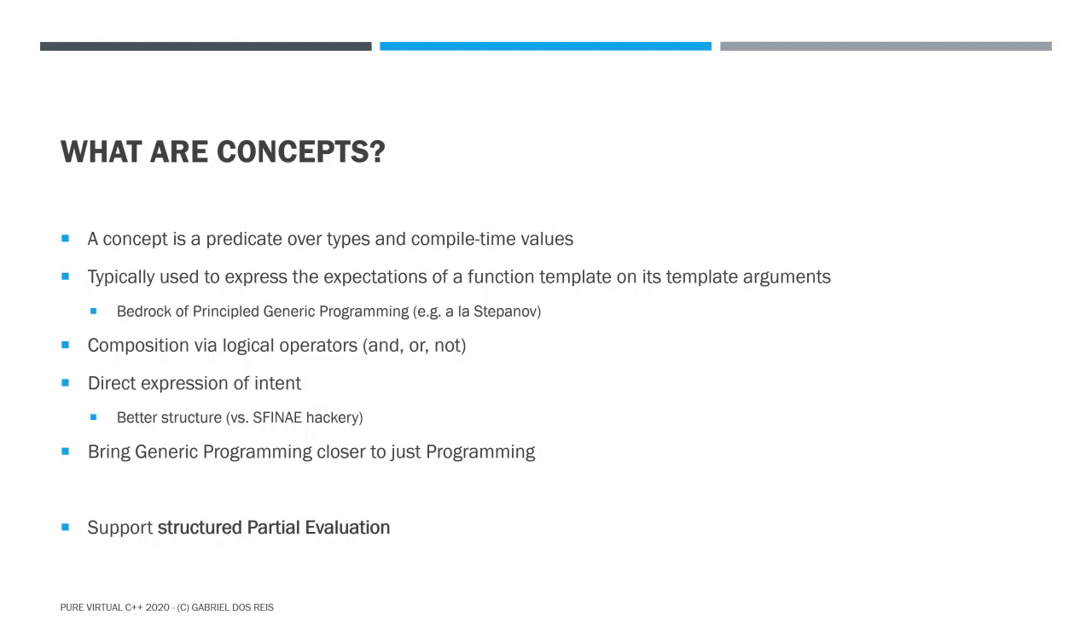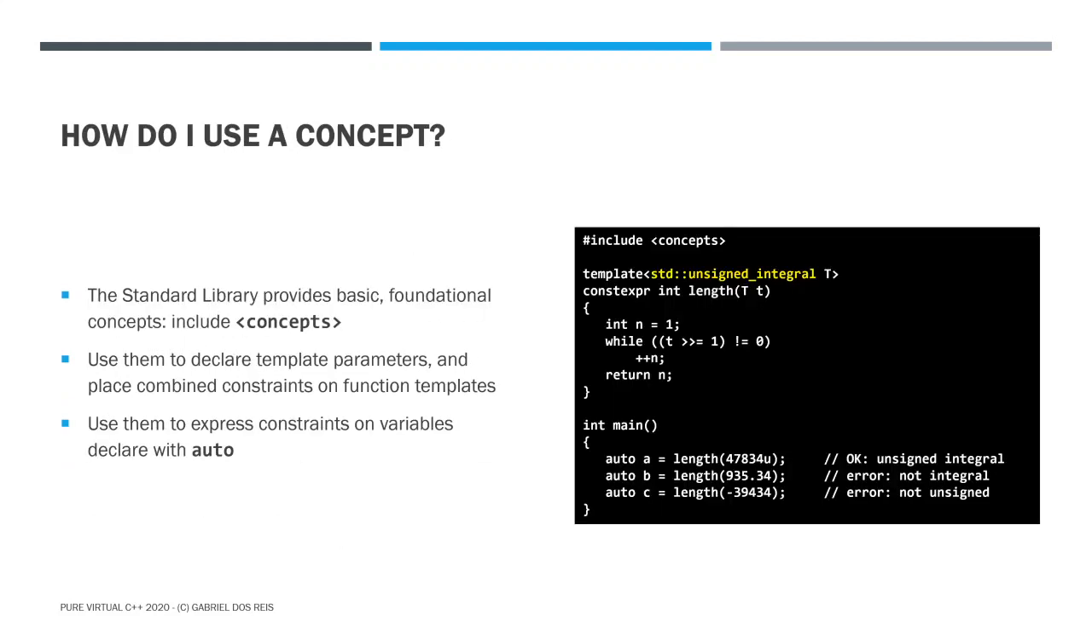But before that, how do you use a concept? Most of us will not have to define concepts. We will just use concepts defined by someone else. So C++20 comes with some basic foundational concepts. You find them in the standard header concepts. You can use them to declare template parameters and place constraints on function template parameters. Or if you're within normal programming, you can use them to require some structural checking on the type of a local variable.